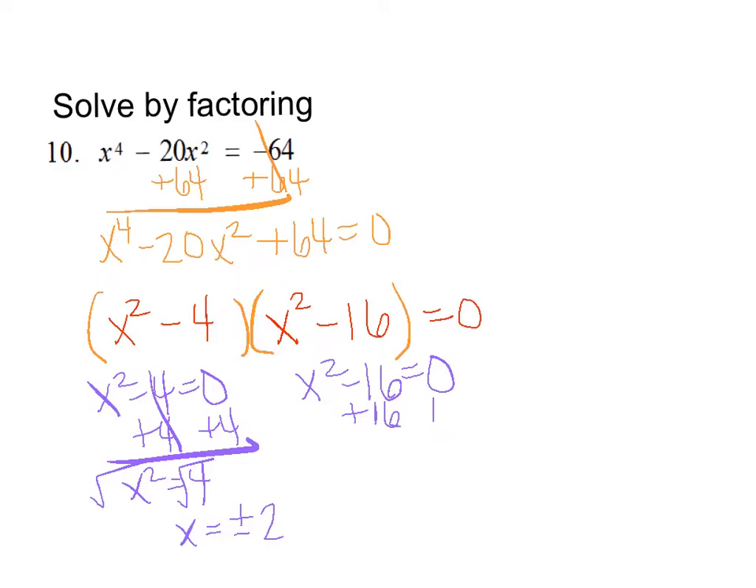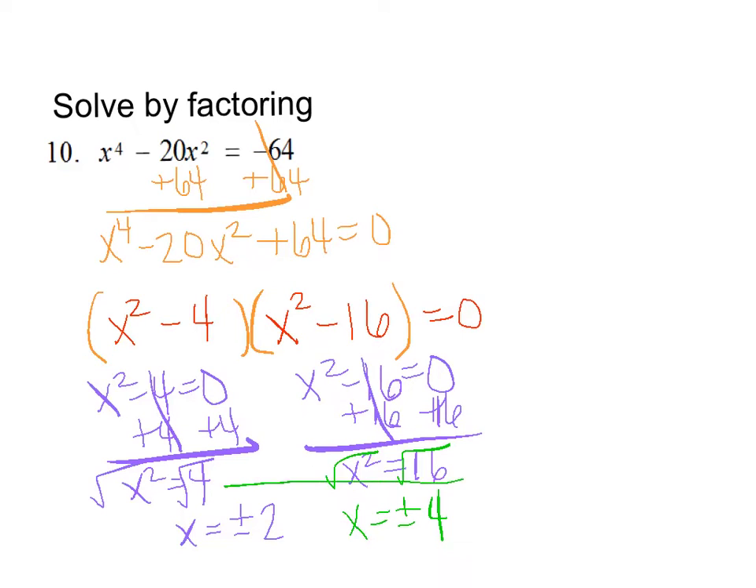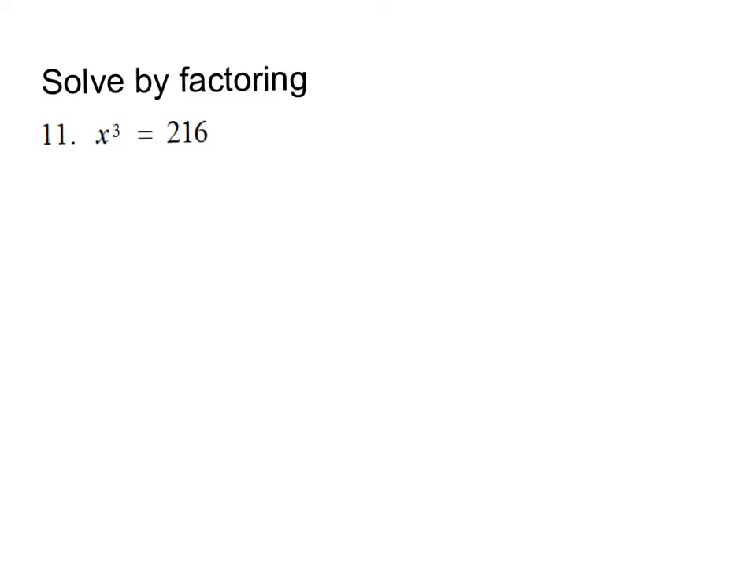I'm going to move my 16 to the right, which gives me x squared equals 16. Again, I'm going to go through here. I'm going to take my square root, which gives me x equals plus or minus 4. So these answers here, those are your 4 answers. And remember, if you have a degree of 4, then you need to have 4 answers. So please be careful when you're doing that.